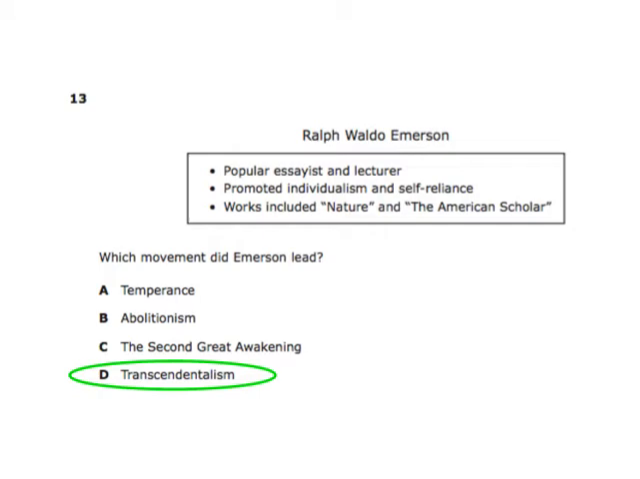Abolition is about abolishing slavery. The Second Great Awakening, that one might be it, but it doesn't really make so much sense because that's a religious movement. Nothing here is about alcohol, slavery, or religion. So we would almost just have to eliminate all those and choose transcendentalism. So again, good test-taking strategy is going to win the day even when there's times you don't necessarily know the answer.